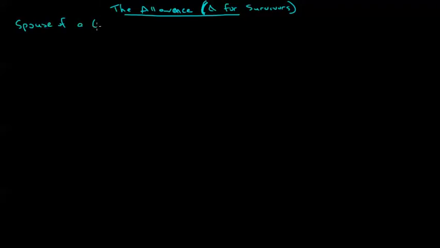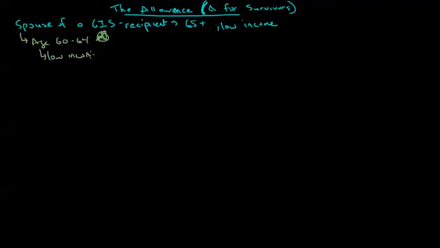of a GIS recipient. And we know that a GIS recipient has to be age 65 plus and has to have low income. And what we're looking for here is a spouse who is age 60 to 64 that is not yet old enough to get GIS, so there would be no GIS here, and has low income. And we already know that's the case because we know that to do the GIS calculation, we have to look at the spousal income anyways. So we're looking at the spouse of the GIS recipient who's age 60 to 64 and has low income.